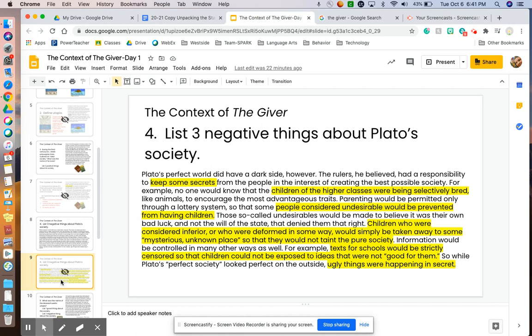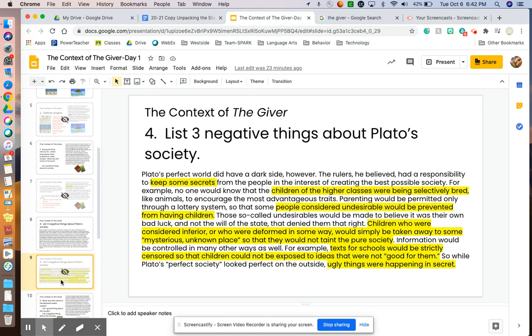And then, of course, having people who are undesirable, preventing them from having children, that's limiting their rights. It's keeping them in their place, like as workers, probably. And again, kind of treating the higher classes with more power because they're the ones that get to raise children, kind of shows the lower classes that they're not as important.